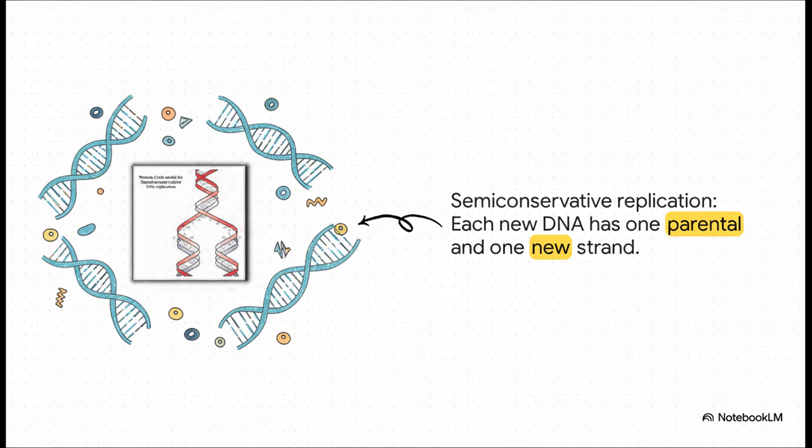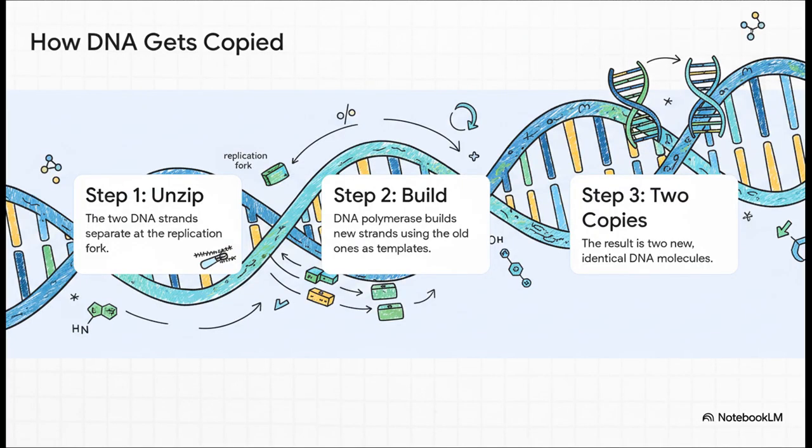Semi just means half, so as you can see in the picture, the original DNA helix unwinds. Then, each of those two old strands becomes a template to build a brand new one. And what's the result? Two new DNA molecules, and each one has one old or parental strand and one brand new strand. It's a super clever way to make sure the copy is always accurate. Let's break it down into 3 easy steps for your exam.